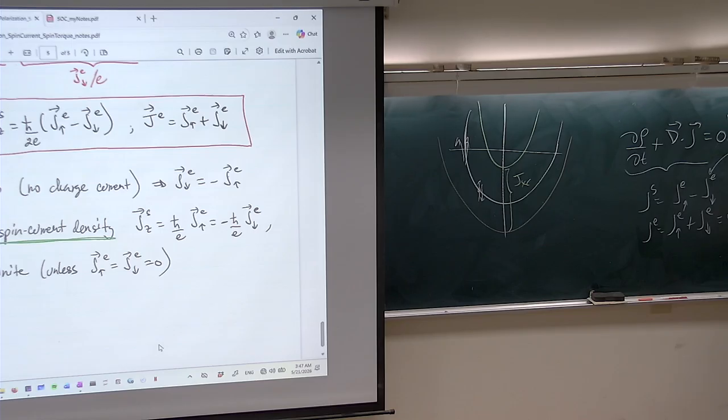So it will be spin up and spin down like this. Electrically, there is no current, because the same amount of electrons are going that way as in that way. But for the spin, because it's the difference, there is a current. Okay.